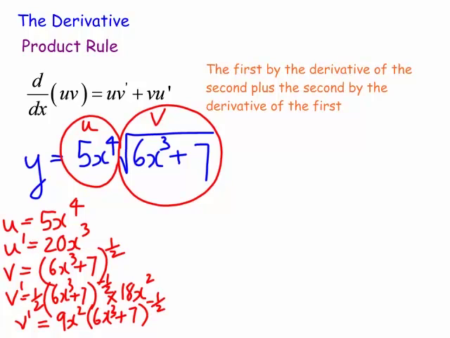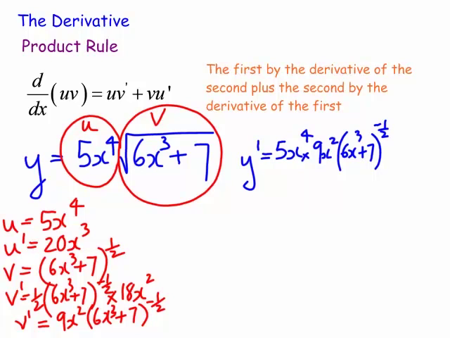Okay, so we're now going to apply the product rule. Let's actually go through and apply the product rule. So let's have a look. y dash is equal to the first one, 5x to the power 4, by the derivative of the second one, which we've got down there, times 9x squared, 6x cubed plus 7 to the negative a half.